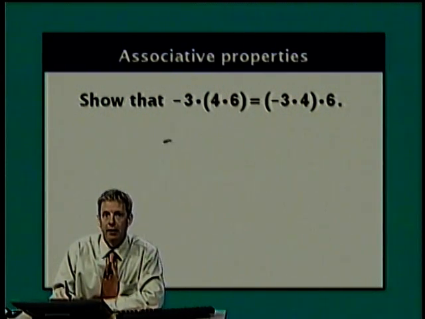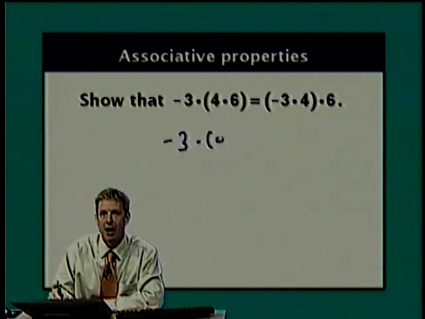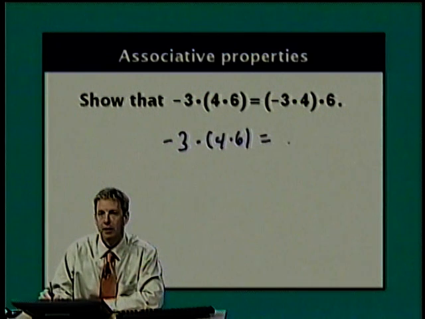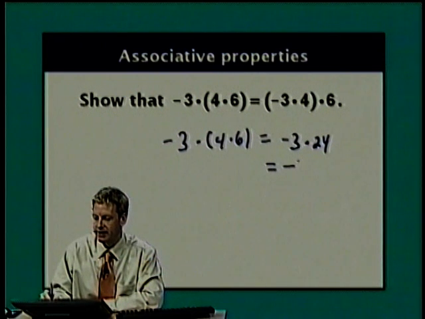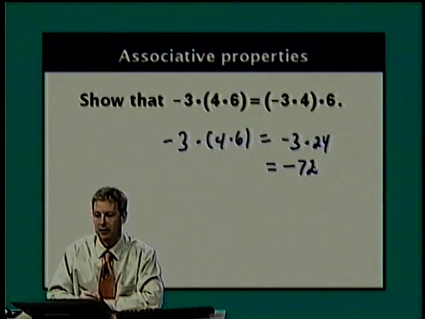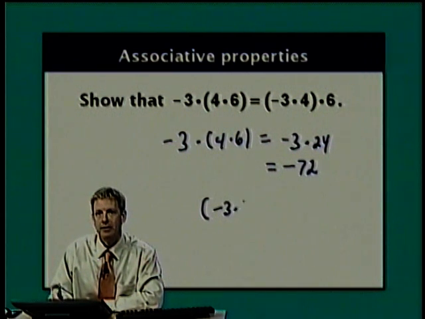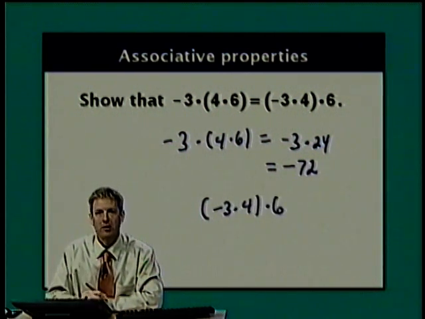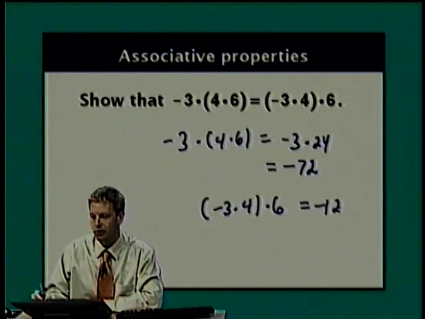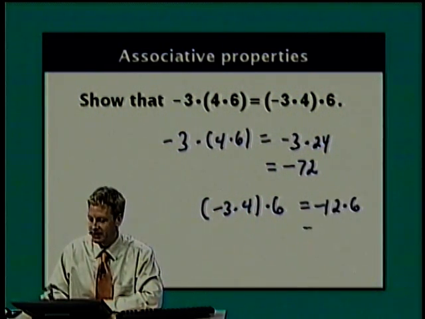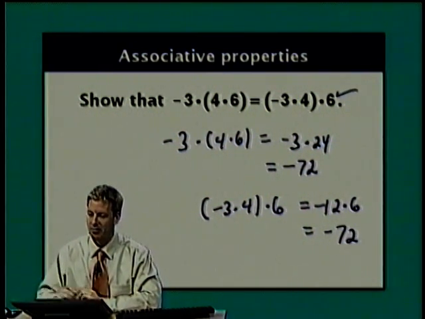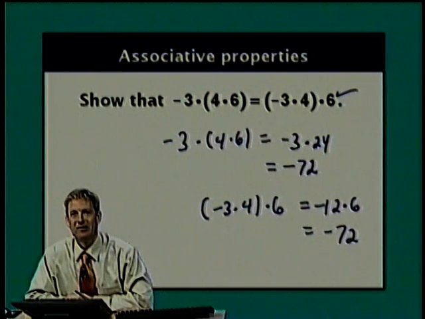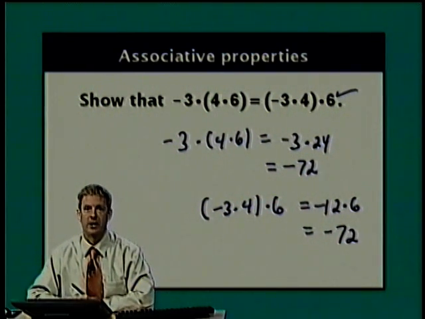If we take -3 multiplied by the product of 4 and 6, that's the same as -3 times 24, which is -72. On the other hand, if we take the product of -3 and 4 and multiply by 6, that's -12 multiplied by 6, which is also -72. So we have shown that at least with these three numbers, the associative property is true, and I think it's pretty easy to swallow that this would be true no matter what the three numbers are.